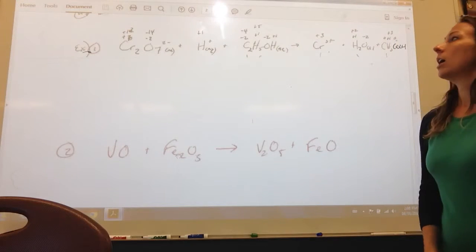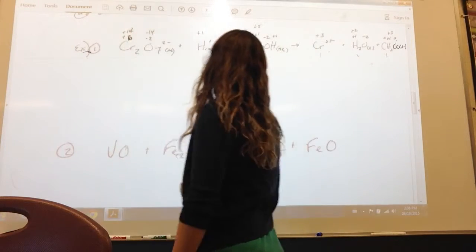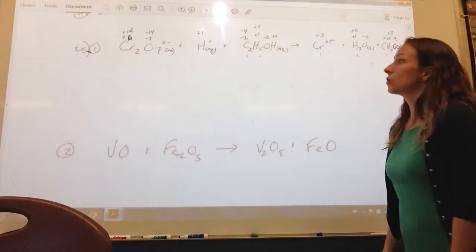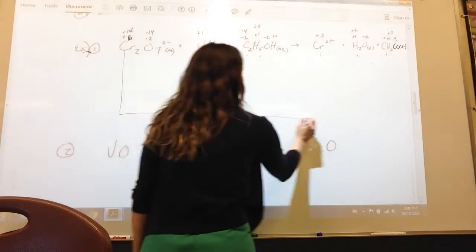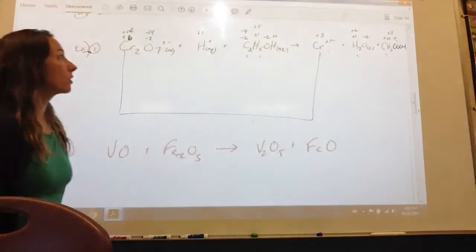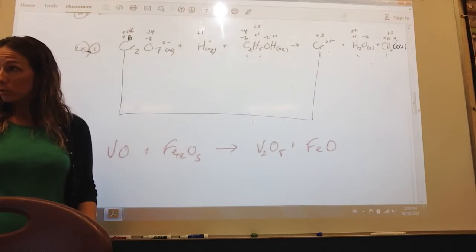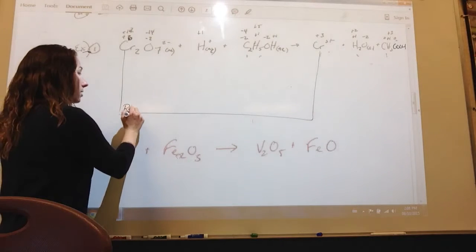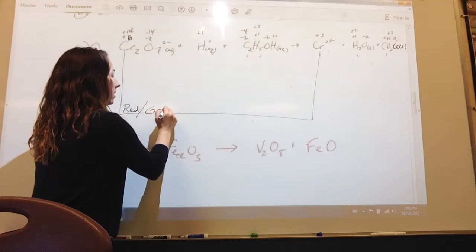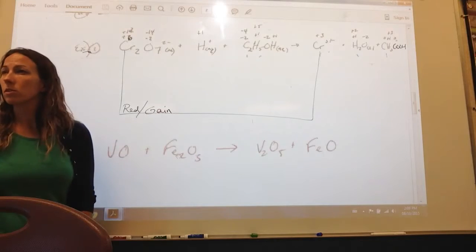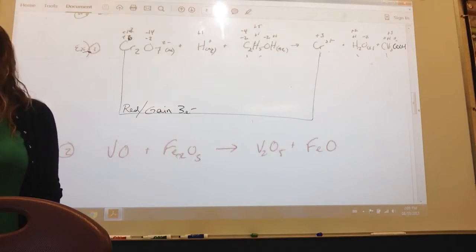Okay? And so what has changed? This, by the way, is a 6. So CR has changed. So has CR changed? And so you would have done your bridge yesterday on the thing, and you would have said that the number is reduced. So therefore this species is reduced. And therefore it's a gain of how many electrons? 3. Good.